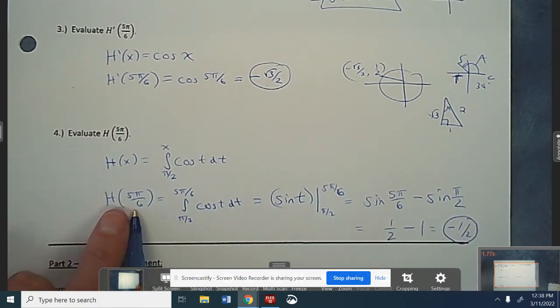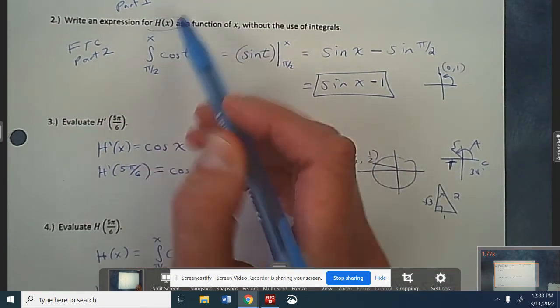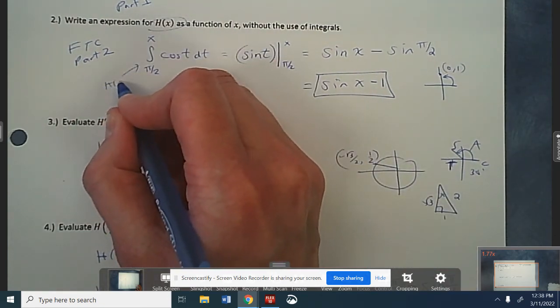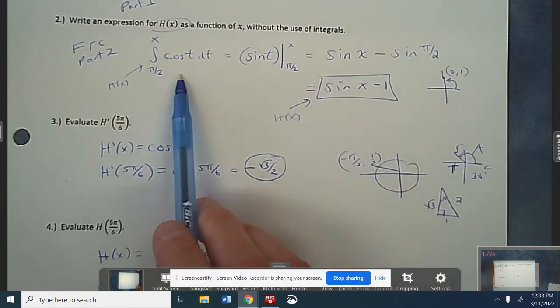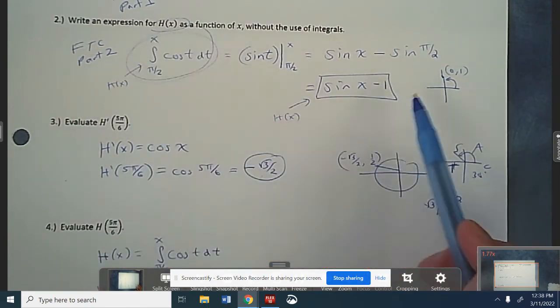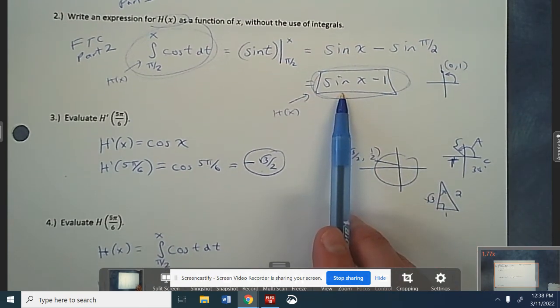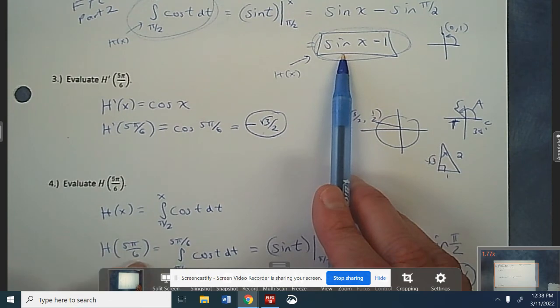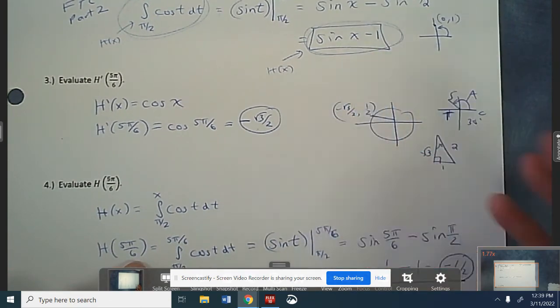And that's one way to do this. Just to note, since we did earlier in the problem actually find that H of x, this right here, when we evaluated that, this is still H of x. Okay, so this integral is equivalent to this expression right here. So when we go to find in number 4, H of 5 pi over 6, we actually could jump right in and put 5 pi over 6 right there. And so if we were to do that, we would still end up with a negative 1/2.